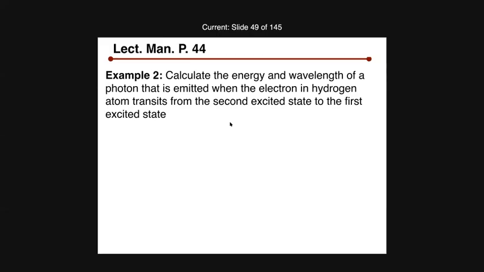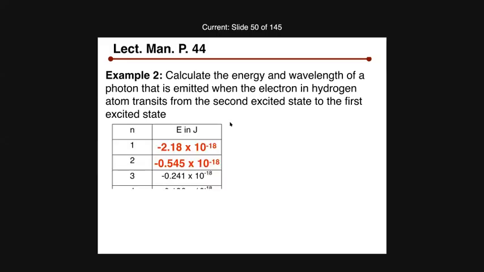Example 2 asks us to calculate the energy and wavelength of a photon that is emitted when an electron in a hydrogen atom transitions from the second excited state to the first excited state. Here is the energy level that we calculated earlier. What we are going to look at is which one would be the second excited state, because we are considering the transition from the second excited state to the first excited state.